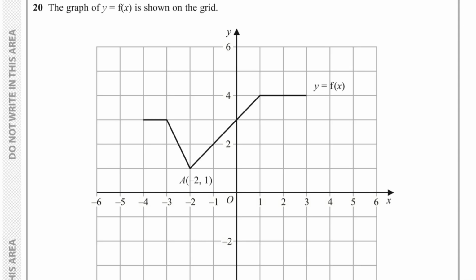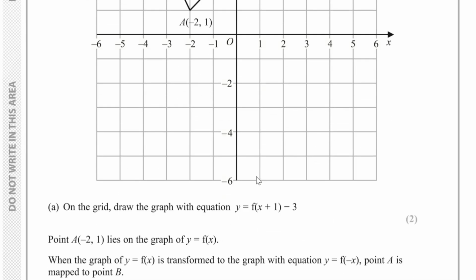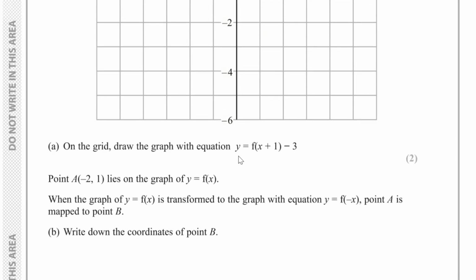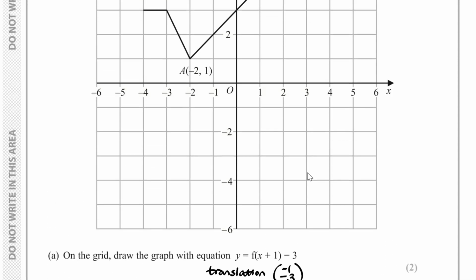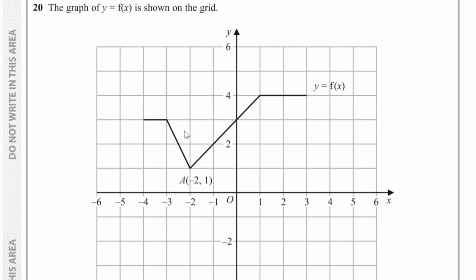Question number 20. The graph of y equals f of x is shown on the grid over here, and for part A on the grid we have to draw the graph with the equation y equals f of x plus 1 minus 3. And straight away you should be thinking to yourself in terms of a series of transformations. This over here is a translation by vector minus 1 minus 3. So we need to move each of these points minus 1 across and minus 3 down.